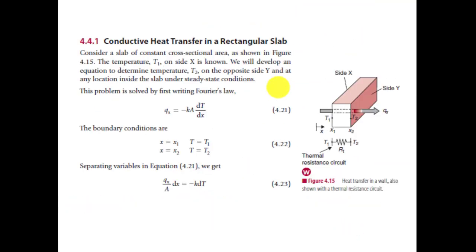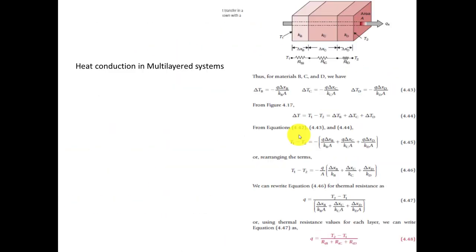This equation, Q is equal to minus KA dT by dx. From here, if we find the value of dT, it will simply be equal to Qx dx by KA. So here they have solved Qx dx by KA. In place of dx, they have written delta xB, because the thickness has been given as delta xB, and in place of k, they have written kB. kB means the thermal conductivity of the material B.